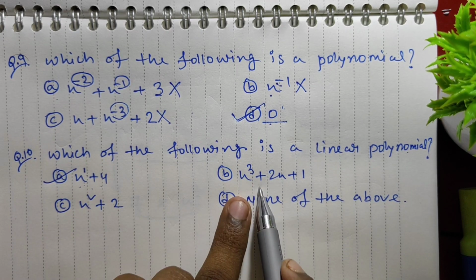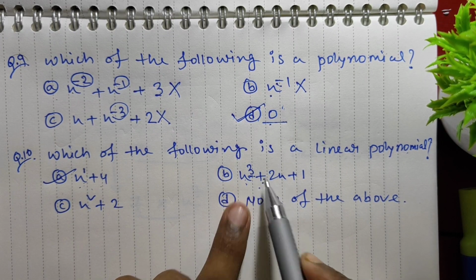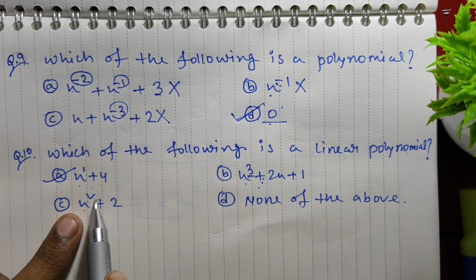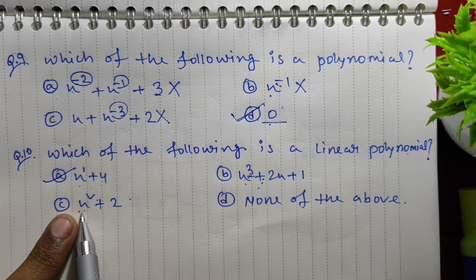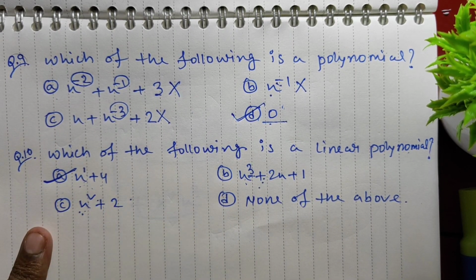But see this one, the highest power is 3. So this is not linear. This is cubic. And here the highest power is 2. So this is quadratic, not a linear polynomial. So the correct option is number A, x plus 4.